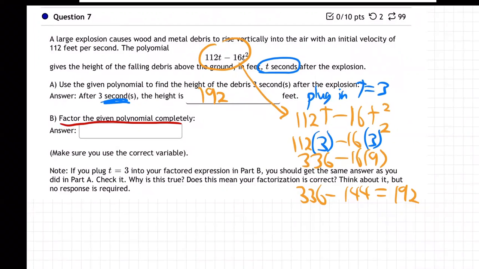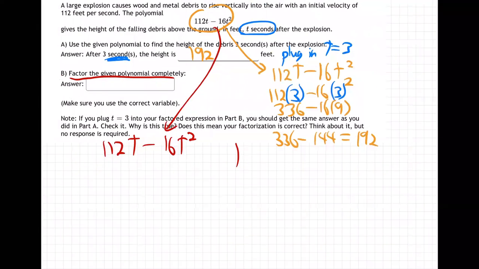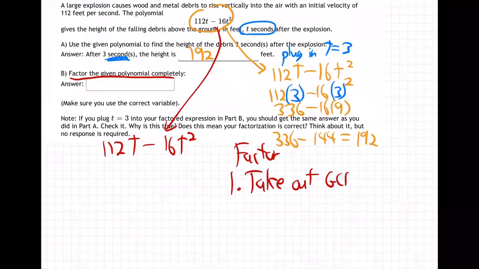Okay, so I'm going to factor. So I'm going to take this 112t minus 16t squared. I'm going to factor it. Now, how do we factor something like this? Well, step 1, take out the GCF that's in common with 1 parenthesis. So what's in common? What do they share? What's the greatest number that goes into both those?